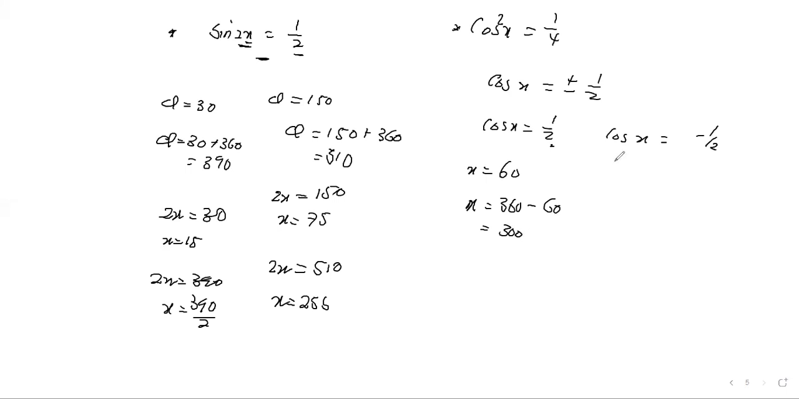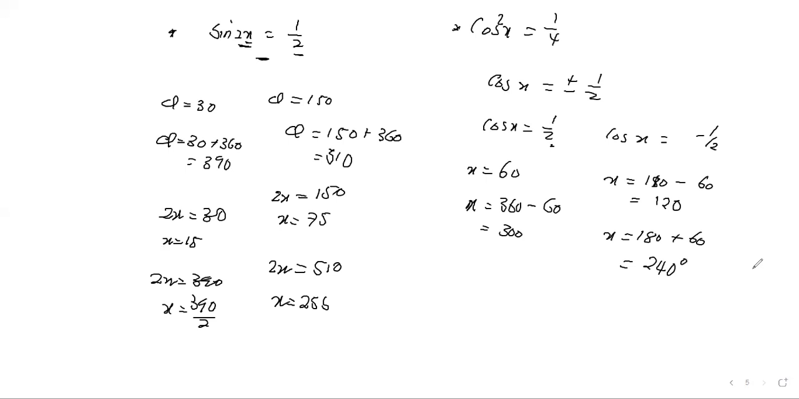Cos is negative in the second quadrant. Okay, that will be 180 minus 60 in that quadrant. So we get 120. In the third quadrant, cos is negative. So we'll have 180 plus 60, which is equal to 240.